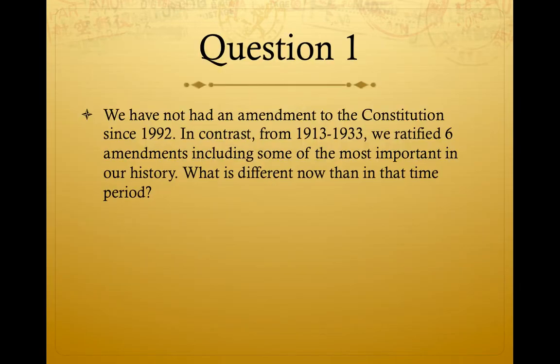especially for question 1. Question 1, we have not had an amendment to the Constitution since 1992. In contrast, from the years 1913 to 1933, we ratified 6 amendments, including some of the most important in our history. What is different now than in that time period? Please consider that, pause the video, and write for a few moments, and then when you're ready, start the video back up.